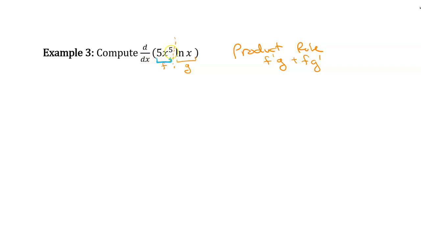is 5x to the 5th, that means that f prime is the power rule, so that would be 25x to the 4th. G would not change, so that's just natural log of x, plus f. And then g prime would be the natural log of x. Its derivative would be 1 over x.